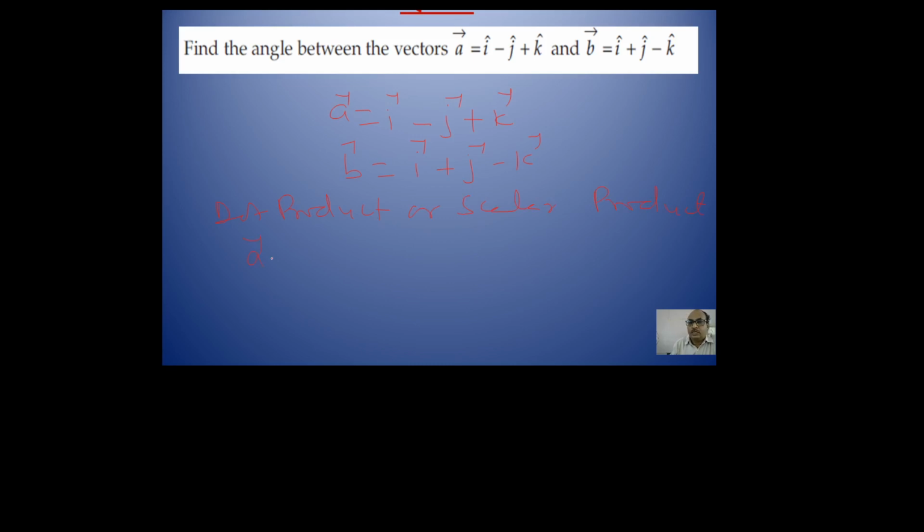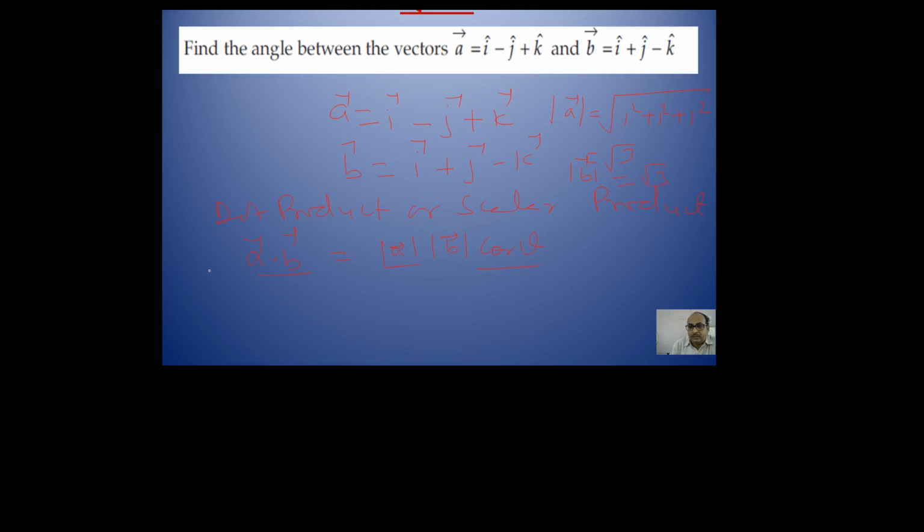So the dot product or scalar product between two vectors will be equal to magnitude of A and magnitude of B and cos theta, right? So this cos theta will be giving us an angle. A dot B we can find out, and magnitude of A vector we can find out, magnitude of B vector we can find out. Let us find the magnitude of A vector here. So this is 1 square plus 1 square plus 1 square. Here minus 1 square has become 1 square, that's why I have written root 3. Similarly, magnitude of B vector also will become root 3.